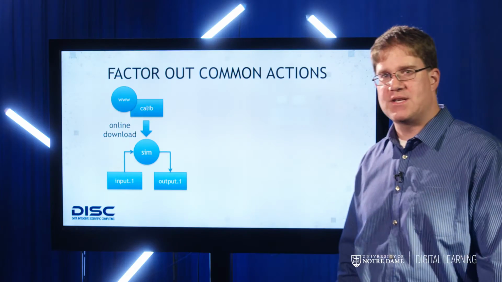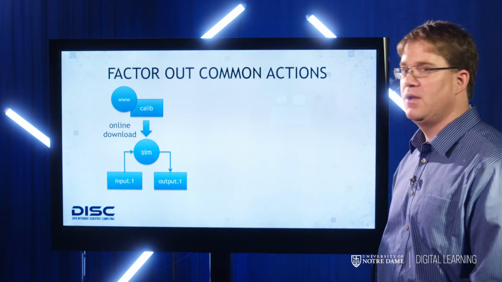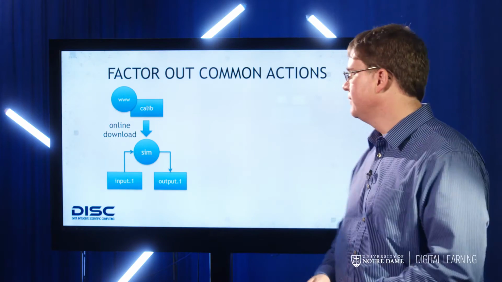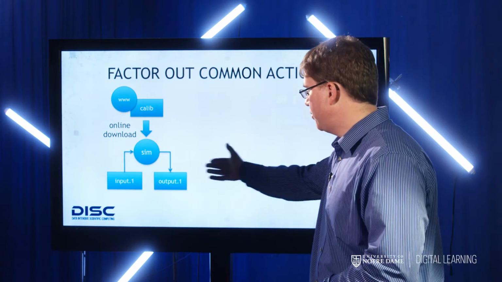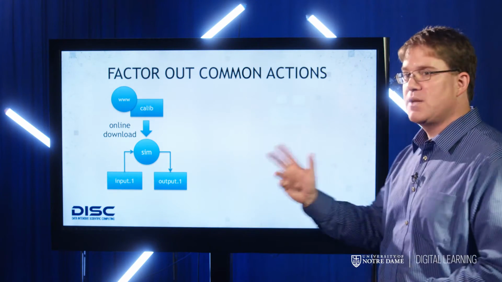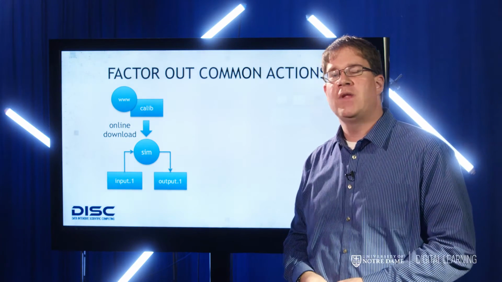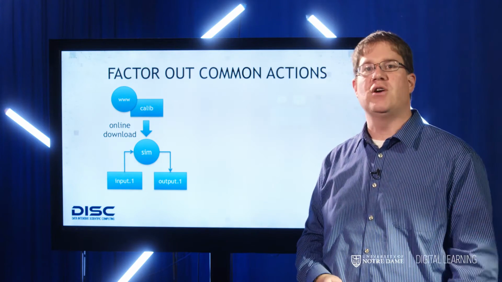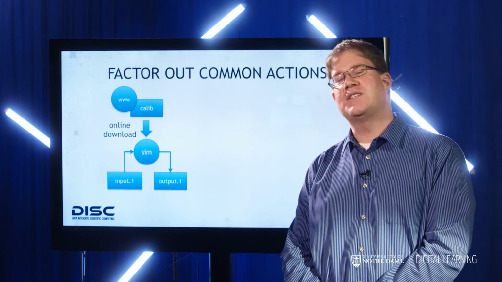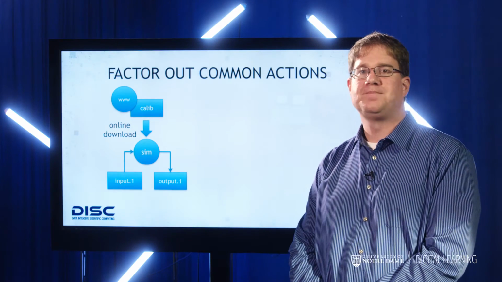The next best practice I'm going to tell you about is factoring out common actions. So imagine for a moment that you have a simulation, and you've done the work to separate out your input and output files, so you have one input and one output. Good job. But your simulation does one more thing. At runtime, it goes out and connects to a web server and downloads some calibration data. Maybe you want to make sure you always have the most current calibration data.